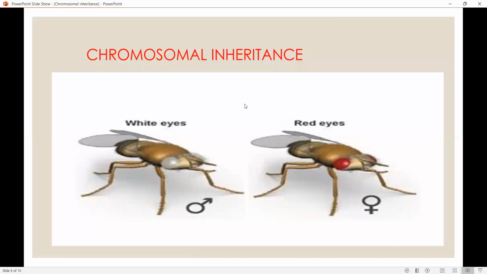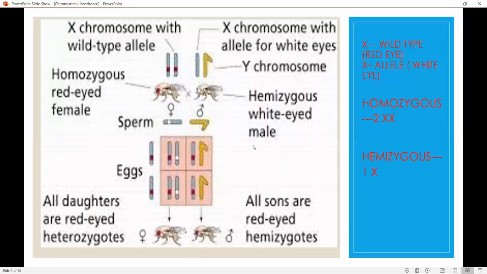Next, chromosomal inheritance. Morgan took the white eye of the Drosophila, which is the male characteristic, and the red eye Drosophila, which is the female characteristic. So X denotes, when paired together, XX. Here X denotes the wild type red eye, and X also denotes the allele for white eye.